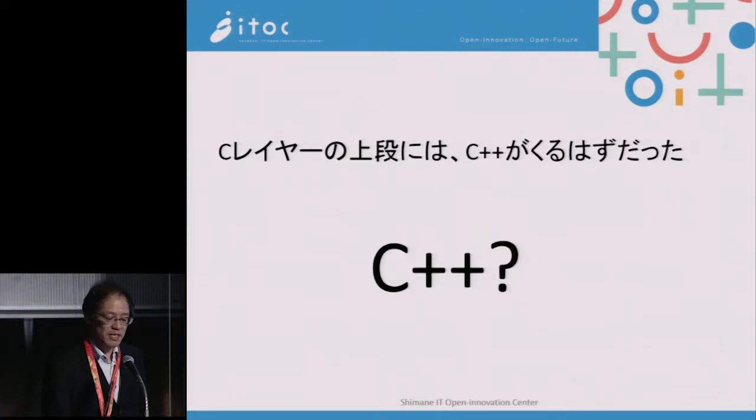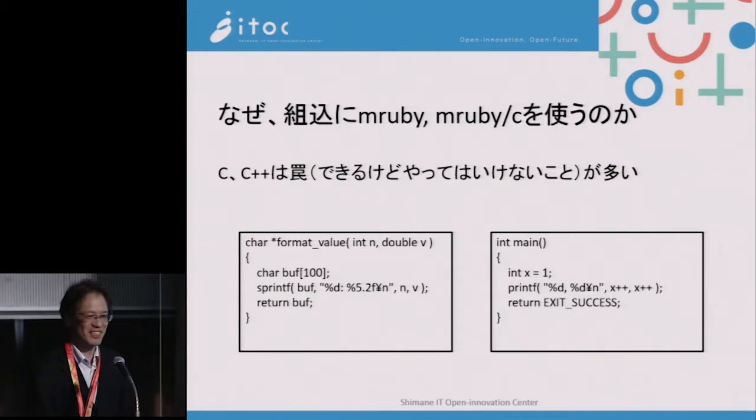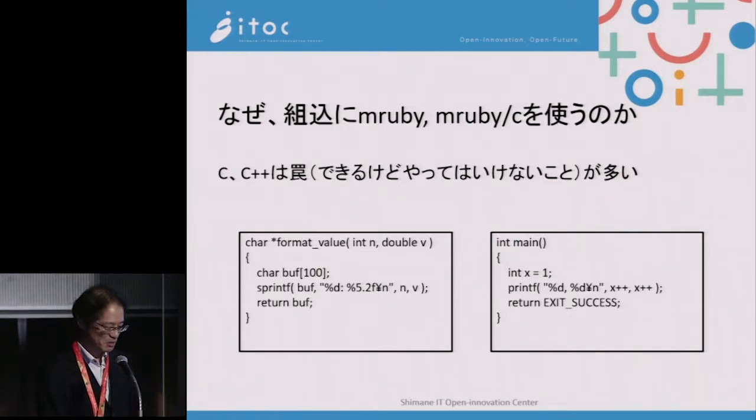In terms of the C layer, on top of the C layer, it was supposed to be that C++ will come. Maybe some people might wonder about this, because I was one of them. But what about C++? I often use C++, so I do not try to disrespect it, but in C or C++ languages, there are many traps. So, things that you can do but you should not do.